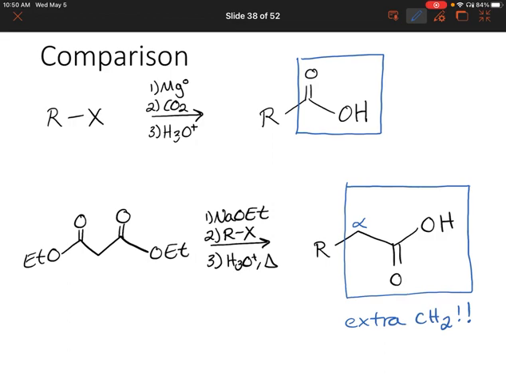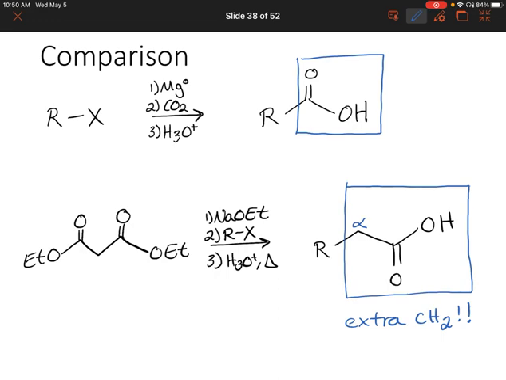So the malonic ester synthesis could be really useful if, for instance, you need to add an extra carbon to your chain of carbons, and then maybe you turn your carboxylic acid into something else. But, you know, this could fit nicely into a synthesis reaction.